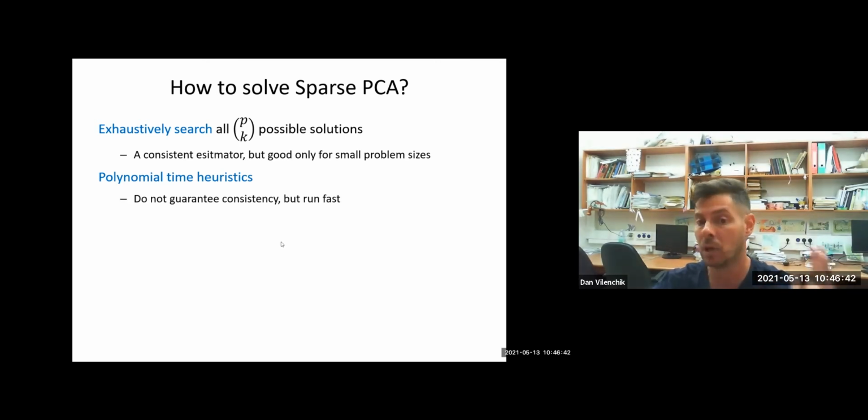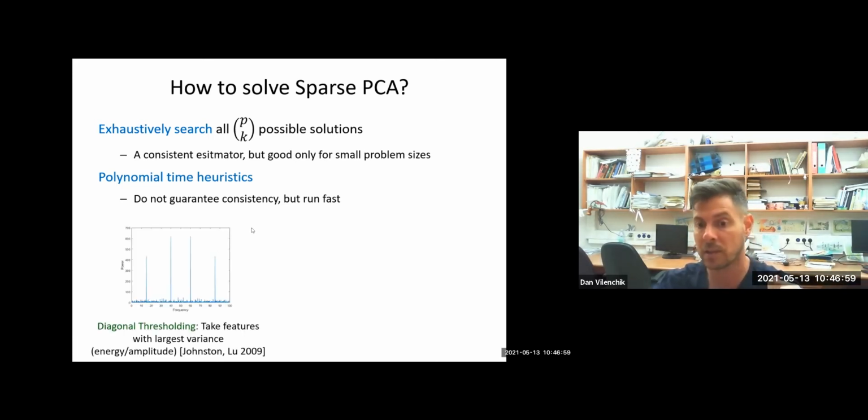And people use many polynomial time heuristics. What do we mean by a polynomial time heuristic? We mean an algorithm which is efficient, it runs fast, but it does not guarantee consistency. So sometimes it returns good estimators, and sometimes it returns garbage. Here are some examples. The most naive one is called diagonal thresholding, and it was analyzed by Johnstone and Lu many years ago. What you do is you just take the features with largest variance. It's called diagonal thresholding because they lie on the diagonal of the covariance matrix, and you just take the k largest entries of the diagonal.